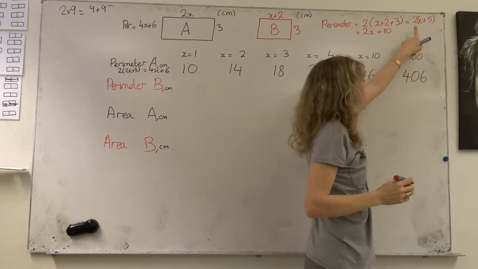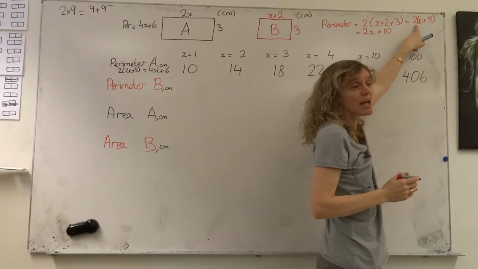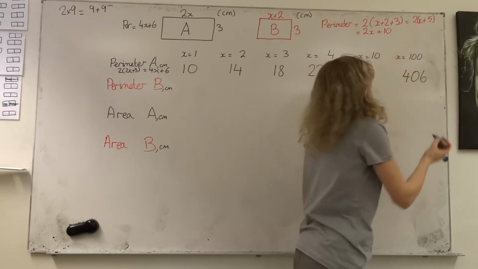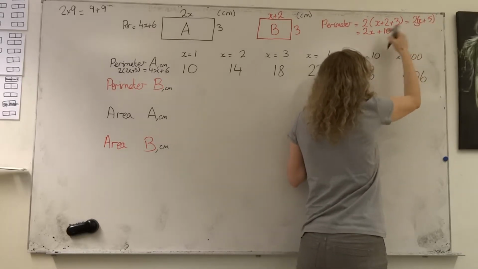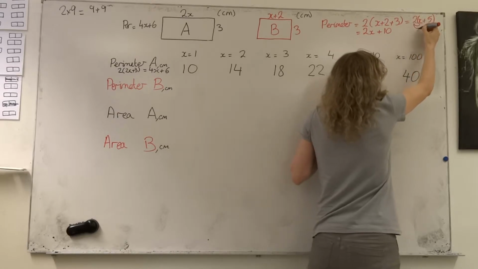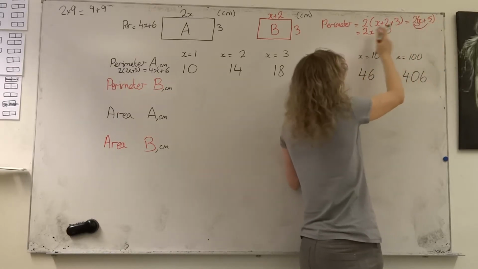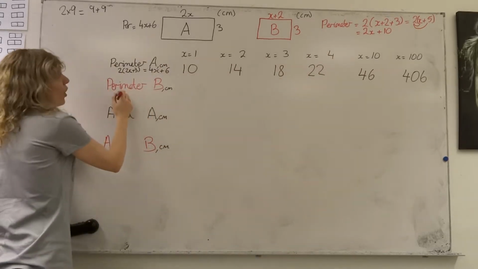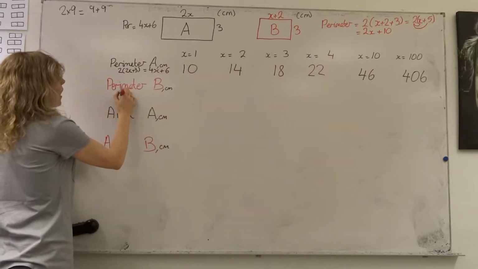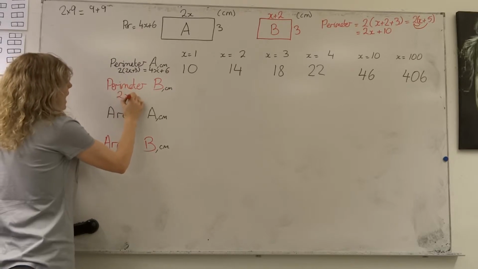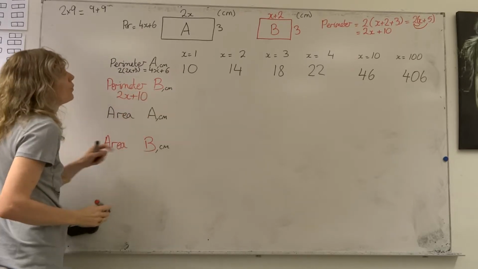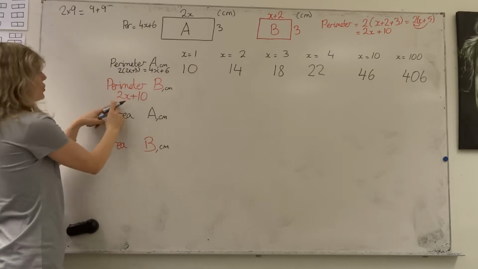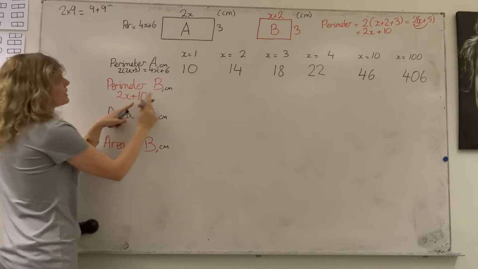Whenever we have a number outside the bracket, the number outside the bracket gets multiplied by the numbers inside. 2 times x gives us 2x, but we also have to multiply the 2 by the plus 5, and 2 times 5 gives us 10. So we now know the perimeter of rectangle B. It's 2 times x plus 10. What happens when x equals 1 then? Well, 2 times 1 is 2. 2 plus 10 is 12.